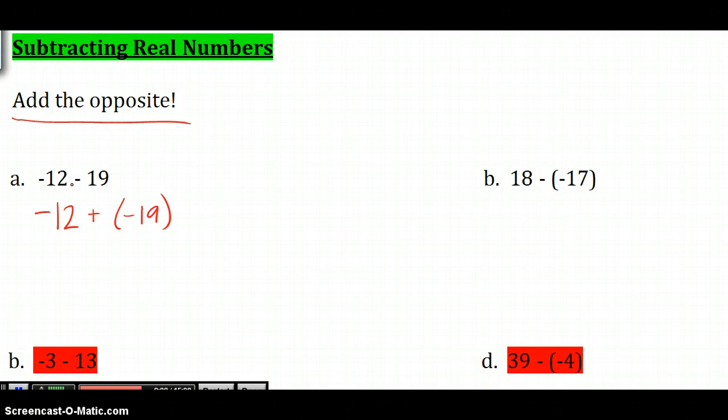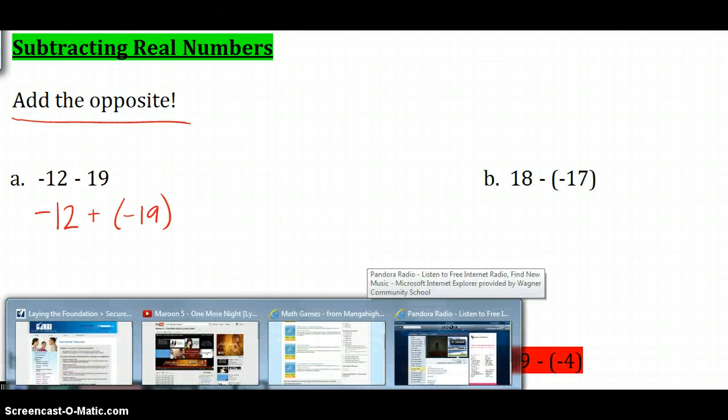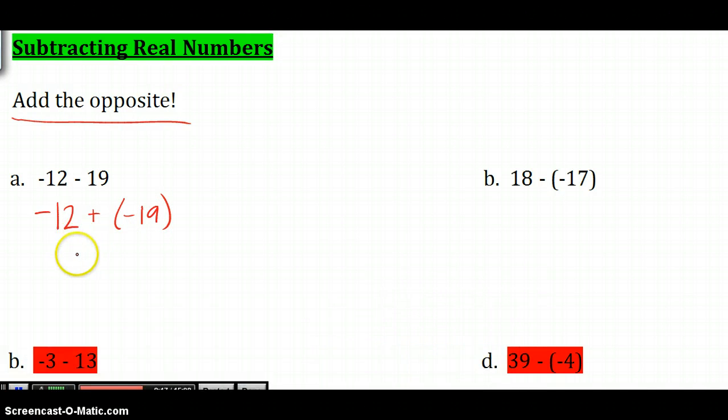And now we're going to use the same rules we just did. We have numbers with the same sign. So we're going to add the absolute values and then keep the sign. So add 12 plus 19, which gives us 31, and then keep the sign negative.